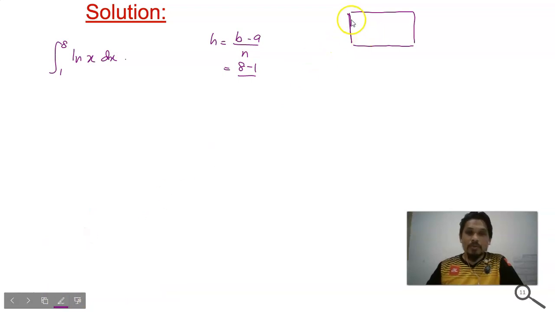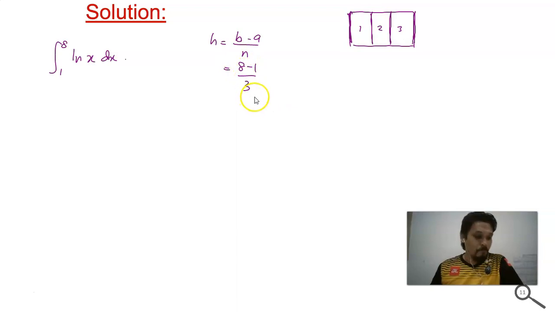Okay, ordinates 1, 2, 3, 4. So these are the ordinates, and from these 4 ordinates we form 3 strips: 1, 2, 3. So 4 ordinates means that there are 3 strips here. Okay, the number of strips is 3. So 8 minus 1 equals 7, divided by 3.